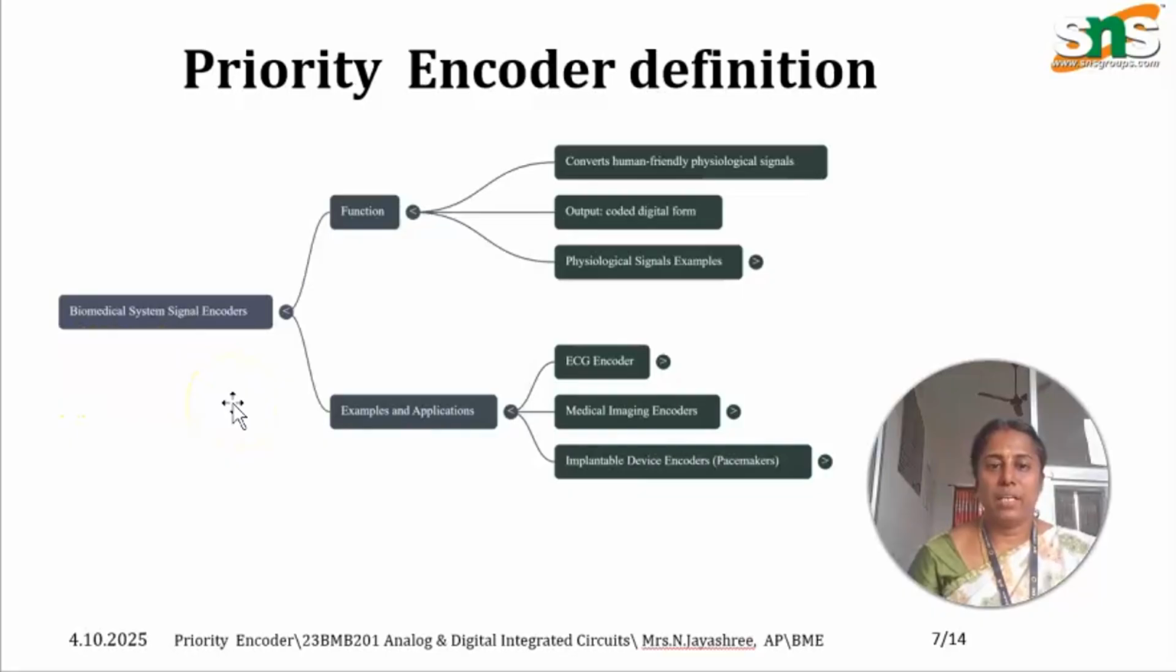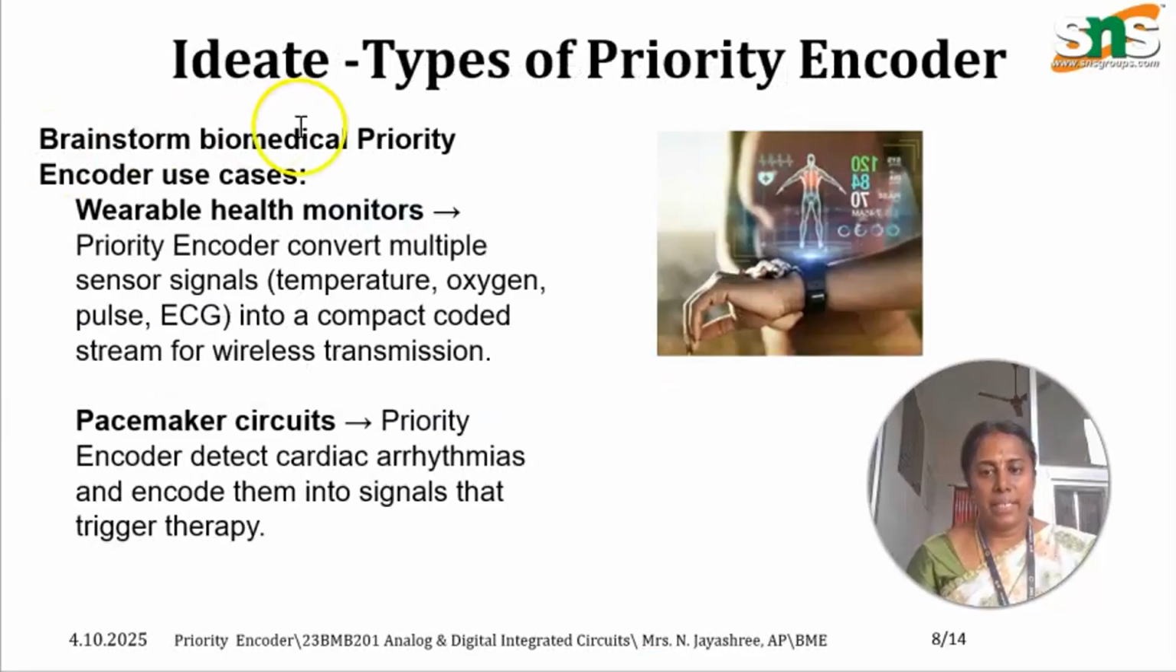Let us see the priority encoder in graphical representation. This is the graphical representation of the priority encoder. Biomedical signal encoders convert human-friendly physiological signals into output, with physiological signal examples. These are the applications: ECG encoders, medical imaging encoders and implantable device encoders. Next one is Ideate.